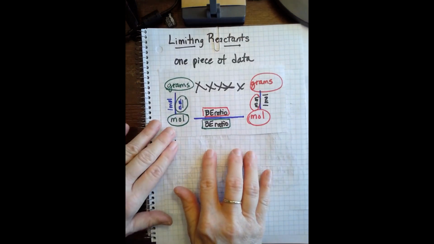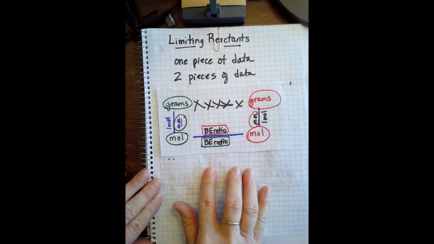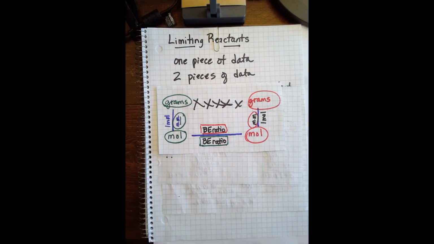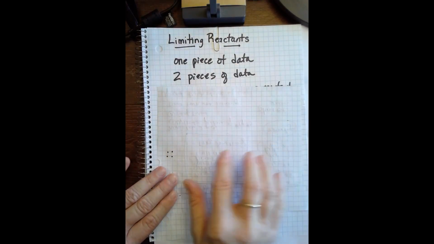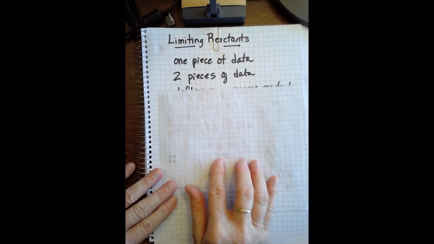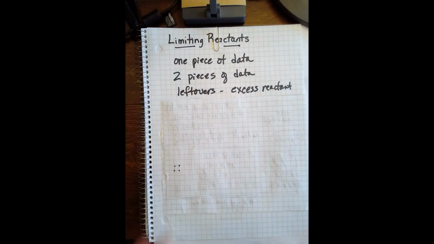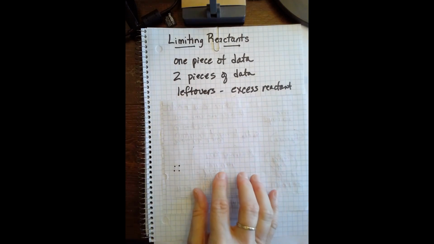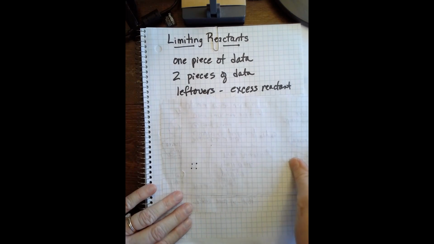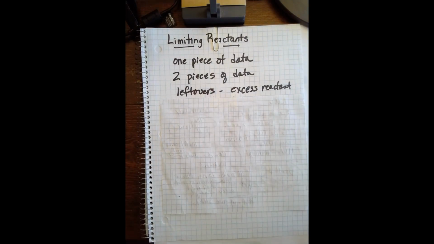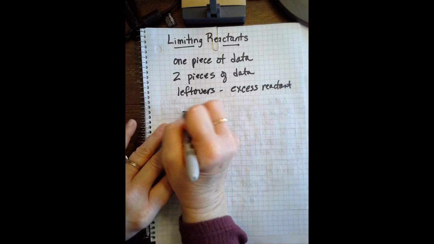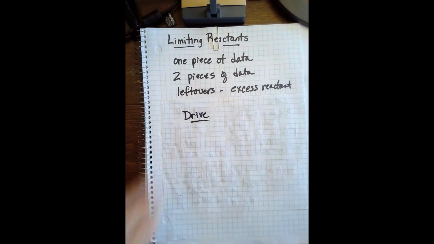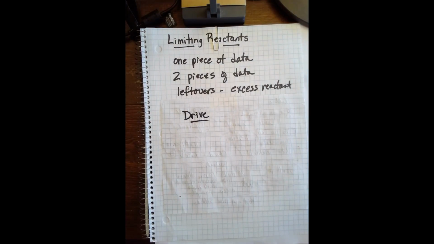Again, we've been working with 1 piece of data. Now we're going to work with 2 pieces of data. But realistically, we do this kind of thing all the time, working with leftovers and excess. So let's look at a real life example. It's a beautiful day today. I hope you're watching this when the sun is shining. That's when I'm making it. So you want to get out and go on a drive.